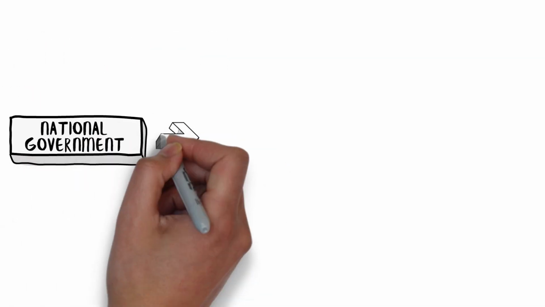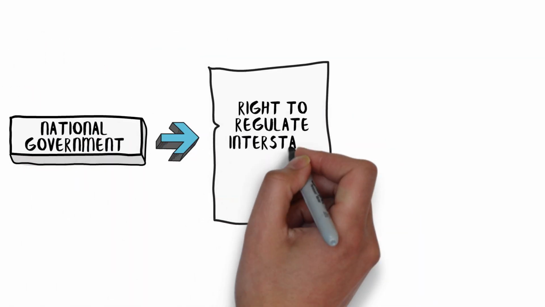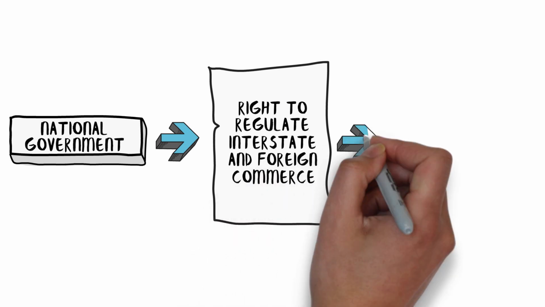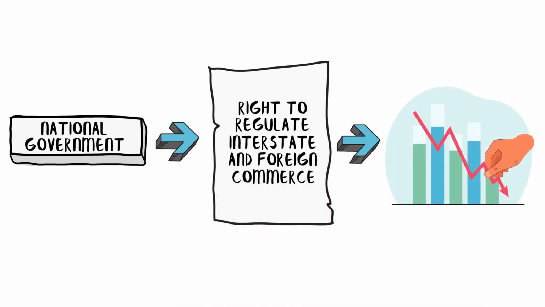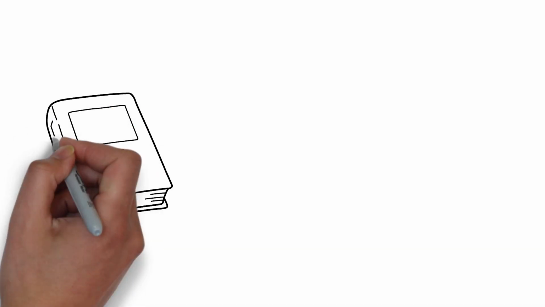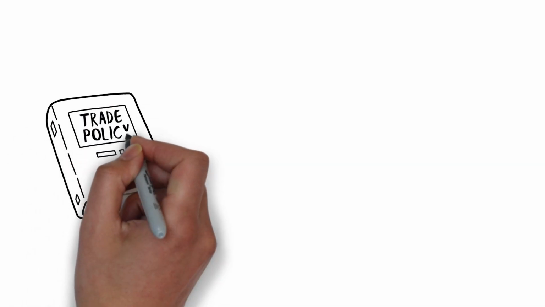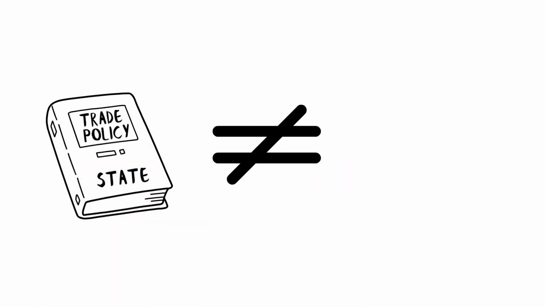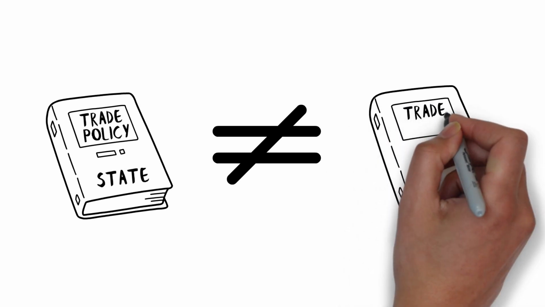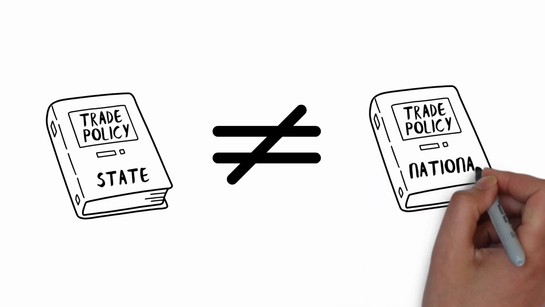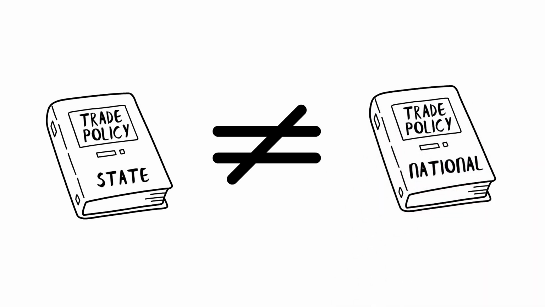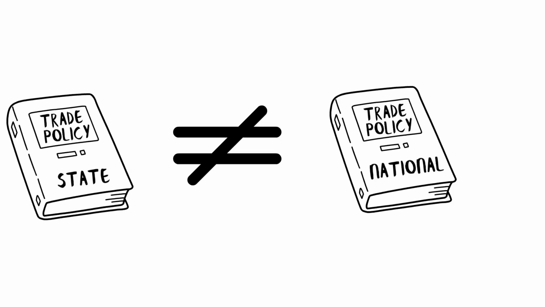Furthermore, the denial to the national government of the right to regulate interstate and foreign commerce had damaging economic effects. With the national government unable to regulate commerce with foreign nations, each state conducted its own trade policy with other countries, which could be at odds with the position of the national government. As a result, the United States could not present a unified trade policy when dealing with other nations, and so lacked the leverage needed to negotiate commercial agreements with foreign governments.